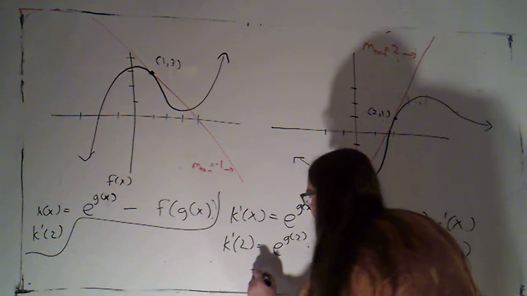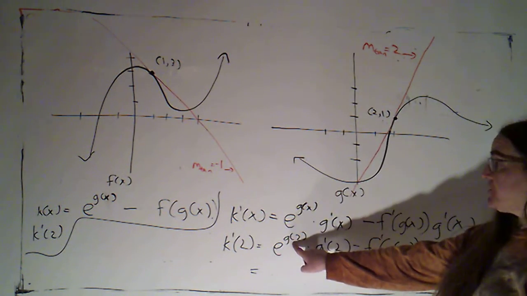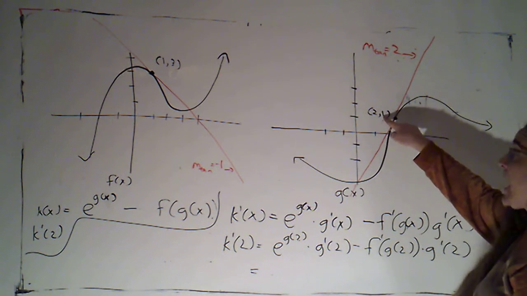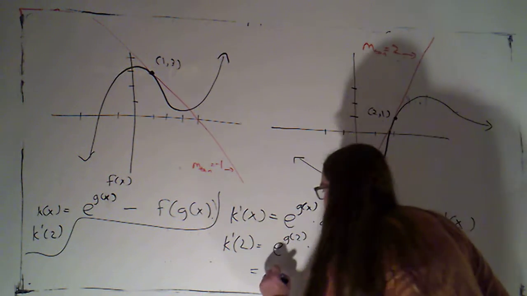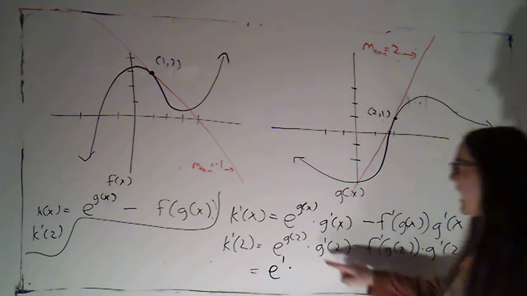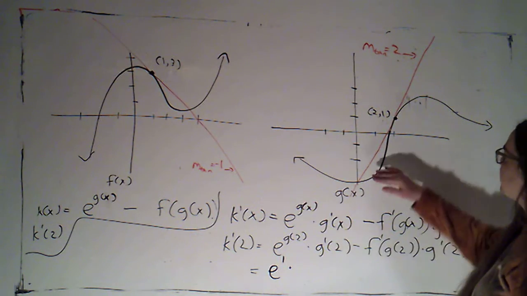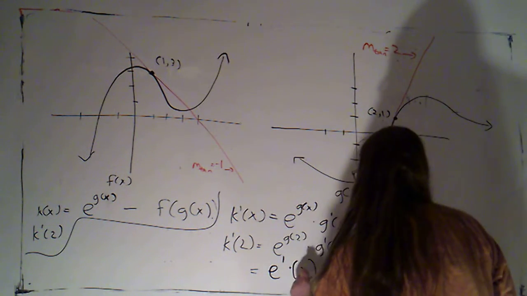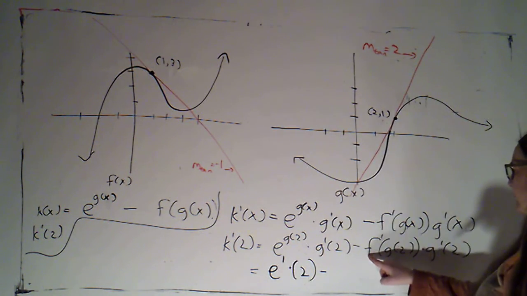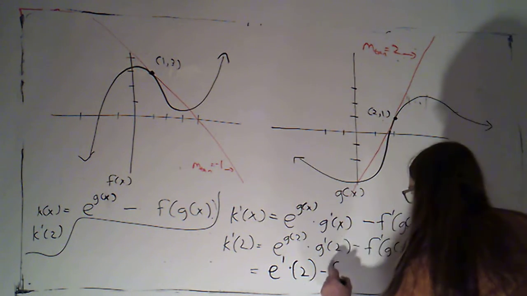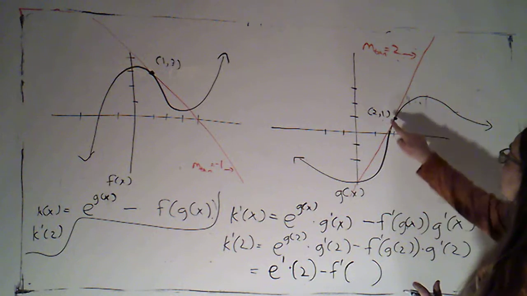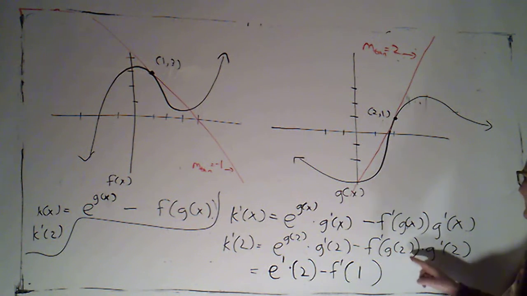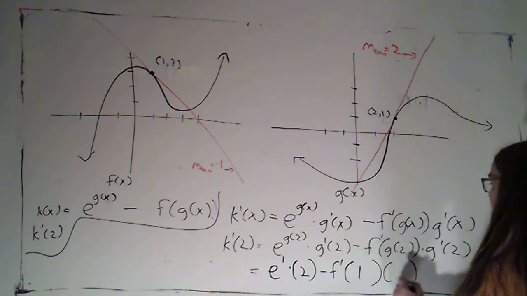All right, so to simplify this, I need to know what g of 2 is. So I look on the graph of g, I see we've got the point (2, 1), so the y value when x is 2 is just 1. So this is going to be e to the first times g prime at 2, that's going to be the slope of this tangent line, that's 2. Minus f prime at g of 2. I'm just going to evaluate one thing at a time. G of 2 we said was 1. I'll come back in the next step and simplify f prime of 1. And then times g prime of 2 we said was 2.